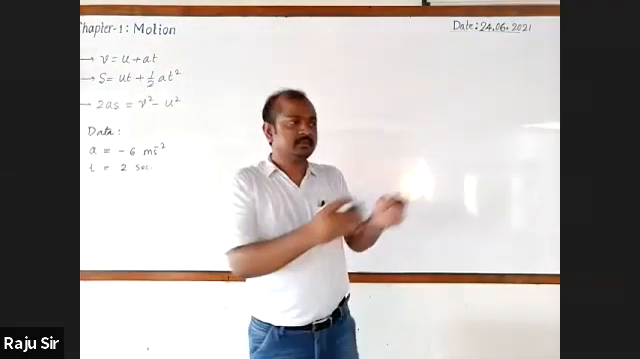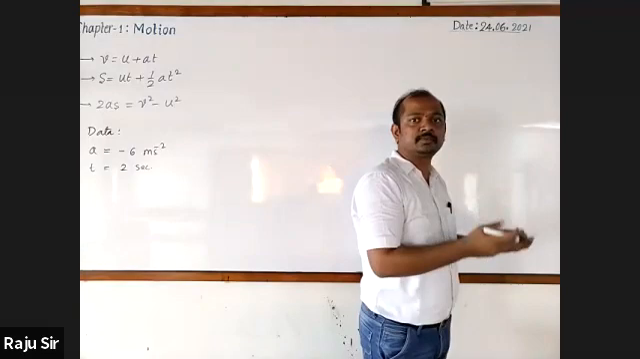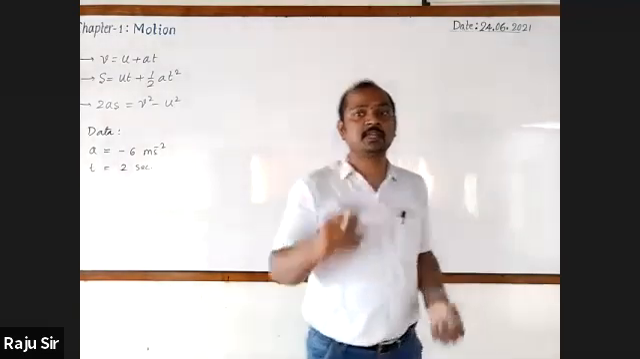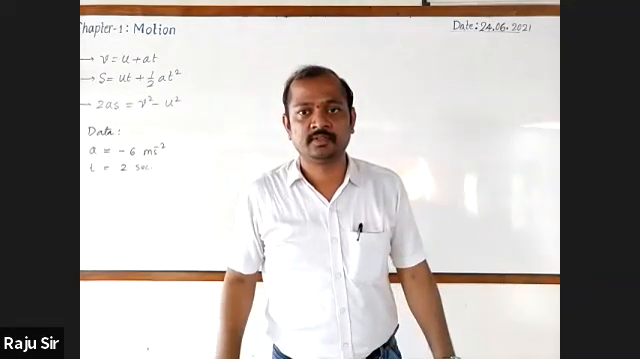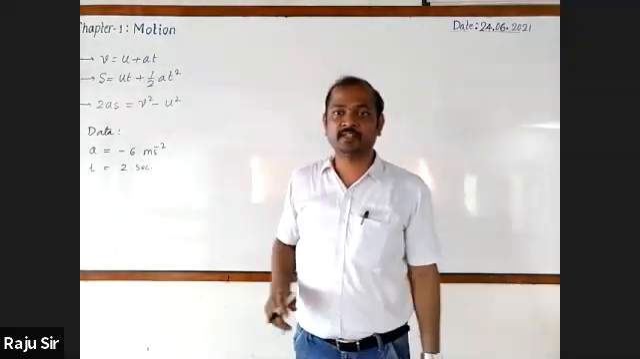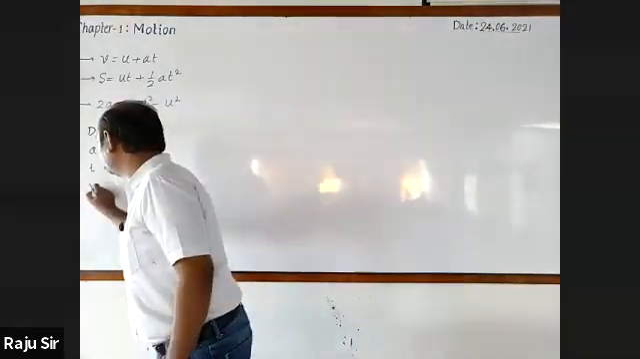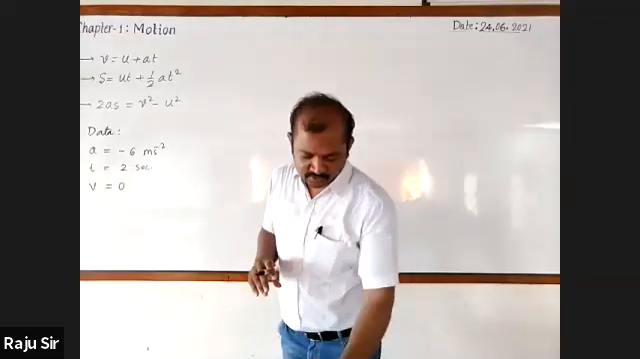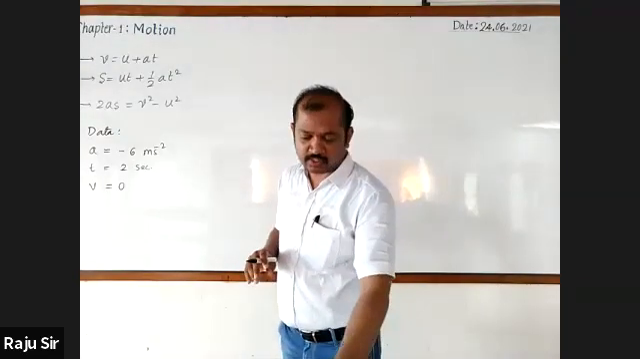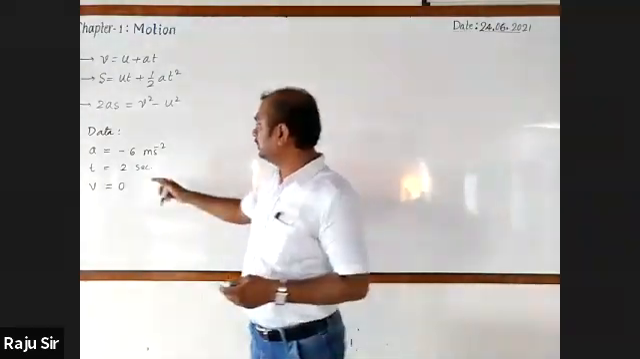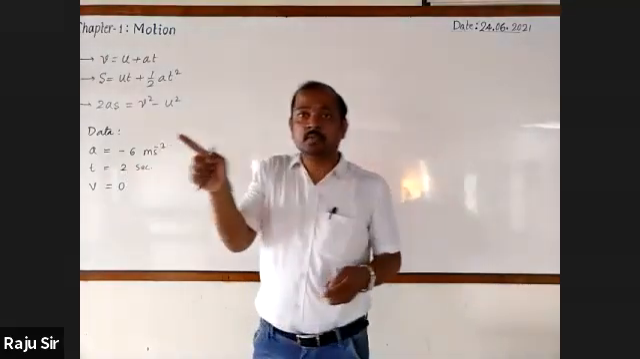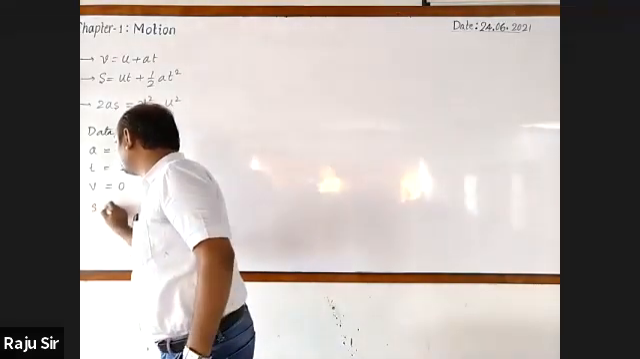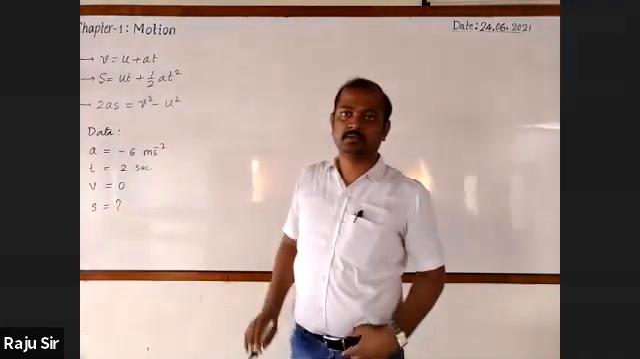Then after 2 seconds, it comes to rest. When it comes to rest, it will be its initial velocity or final velocity? Final velocity. Final velocity, v is equal to 0. Next, with this information, we have to calculate the distance traveled during this time. That means, what is the distance covered by the car in 2 seconds? That should be found out. S equal to question mark.